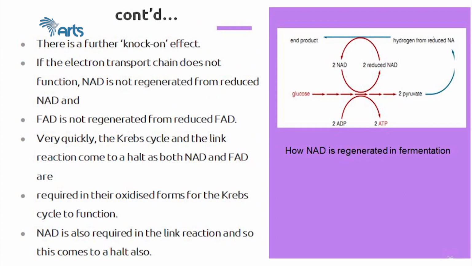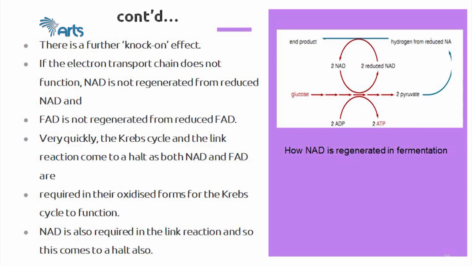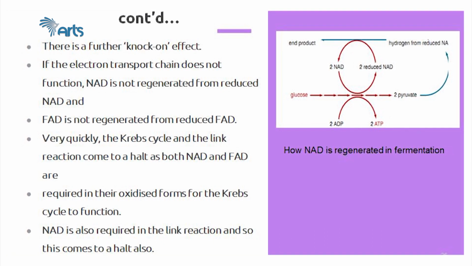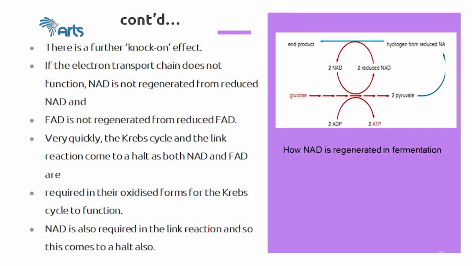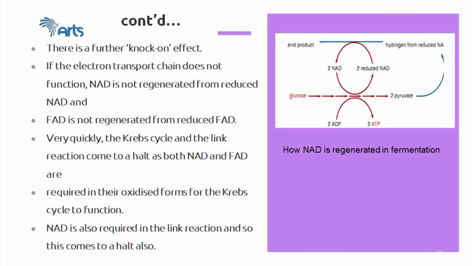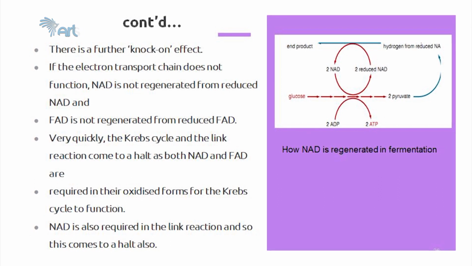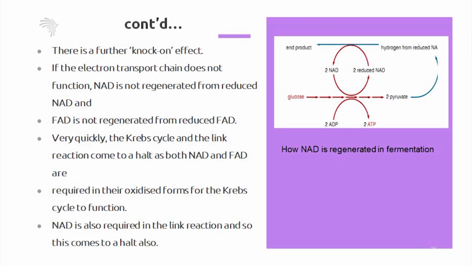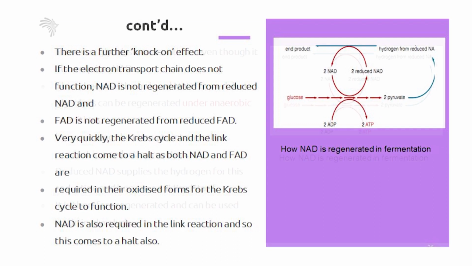There is a further knock-on effect. If the electron transport chain does not function, NAD is not regenerated from reduced NAD, and FAD is not regenerated from reduced FAD. Very quickly, the Krebs cycle and the link reaction come to a halt, and both NAD and FAD are required in their oxidized form for the Krebs cycle to function. NAD is also required in the link reaction, and so this comes to a halt also.